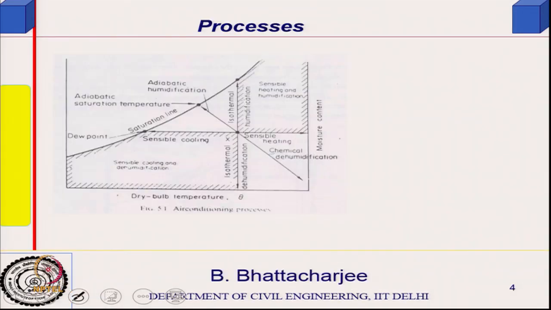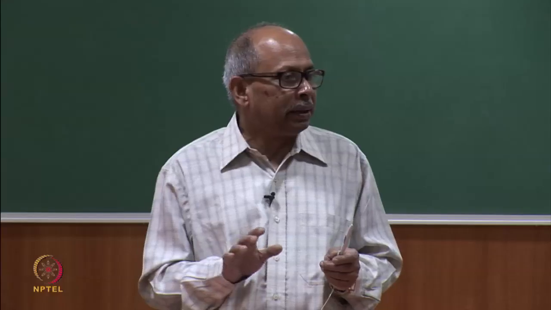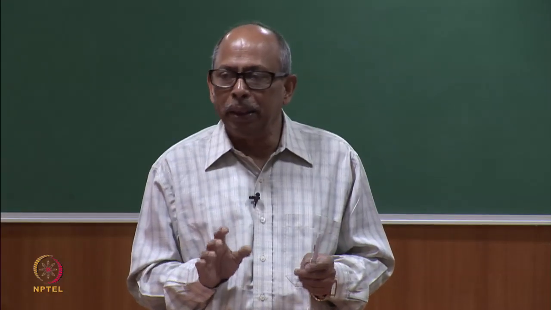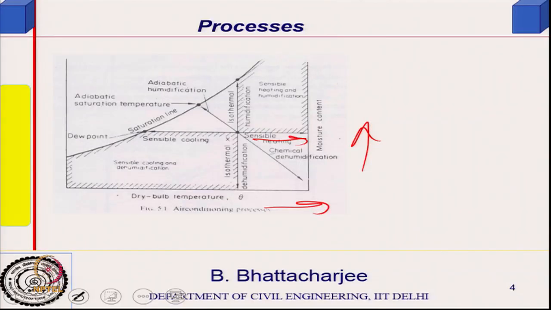Now, I was just mentioning the processes. So, you can see the processes in a psychrometric chart like this. This is the dry bulb temperature, this is your moisture content. Now, when I am simply keeping the moisture content the same and I am heating it, I call it sensible heating. There is no latent heat exchange occurring. So, we call it sensible heating, and this is the initial condition.